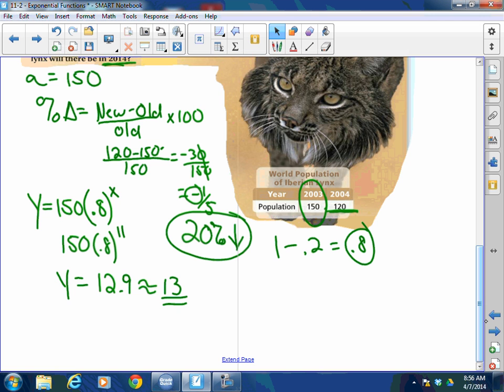Numbers add up. Does that make sense? This is how people find out, not people, scientists, biologists, zoologists, people that work with Greenpeace, endangered species. The math tells them what the future holds. Okay? Does that make sense, though, my friends? Setting up the equations, pretty good?